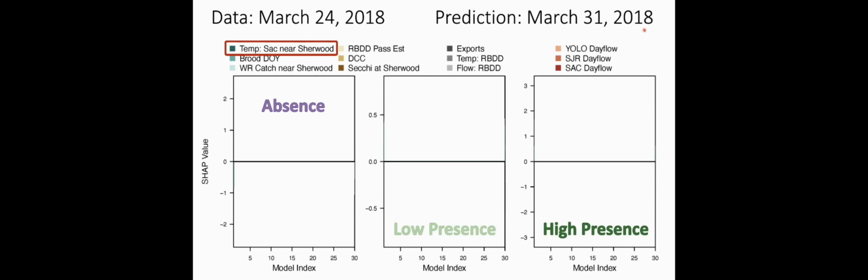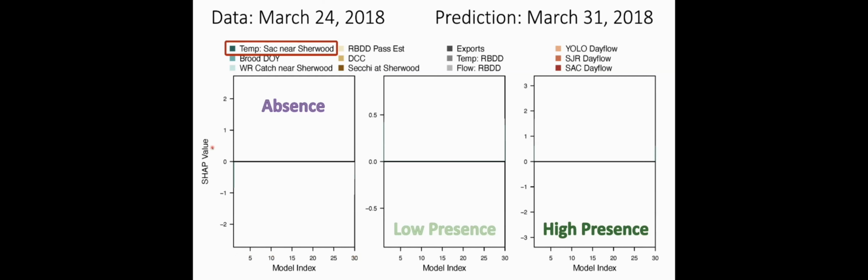Now, there's another kind of tool that this model can produce that I think, or my team and I think, can be really useful to end users. And that's what's called a SHAP plot. What these plots are going to show is the first plot is for the classification of absence, the second is for the classification of low presence, and the third is for the classification of high presence. And the x-axis here is the model index going from 1 to 30. Again, we ran 30 different models.